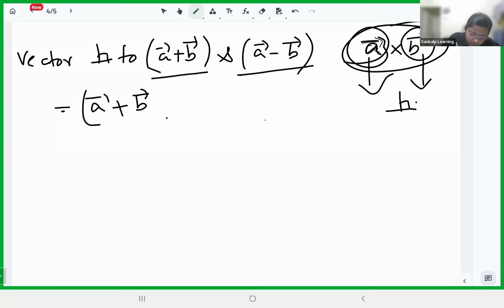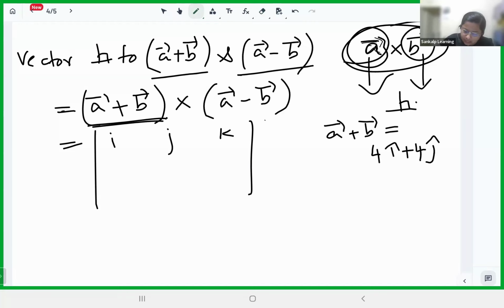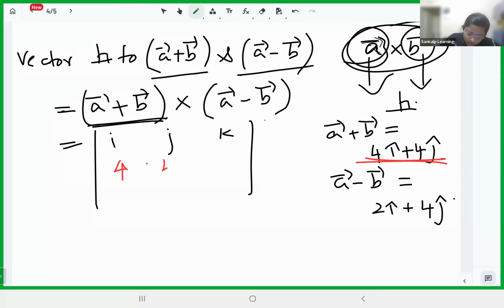How will you do a cross product of two vectors? You find the determinant value. And what is vector a plus b? A plus b is equal to 4i plus 4j. And vector a minus b is equal to 2i plus 4k. From this you can write the components. The first components are 4, 4, then the k component is 0. Then next is 2, 0, 4, since it was 2i plus 4k. So the components are 2, 0, 4.